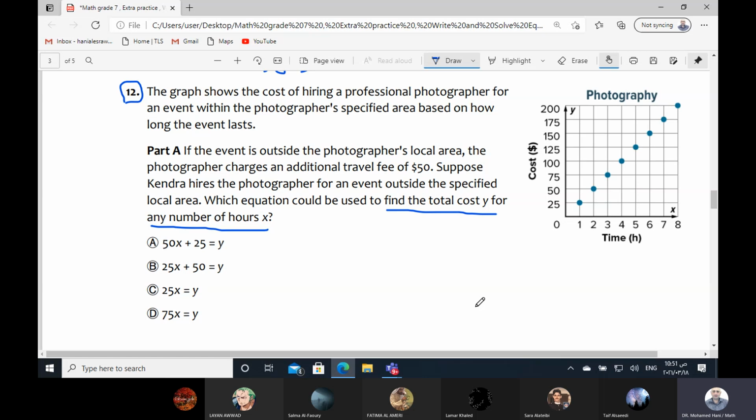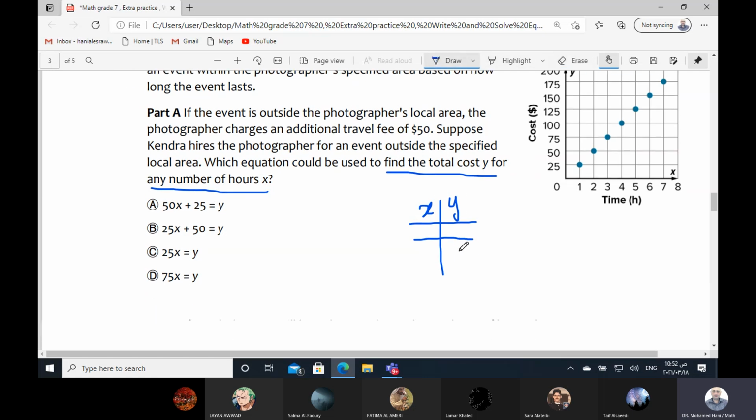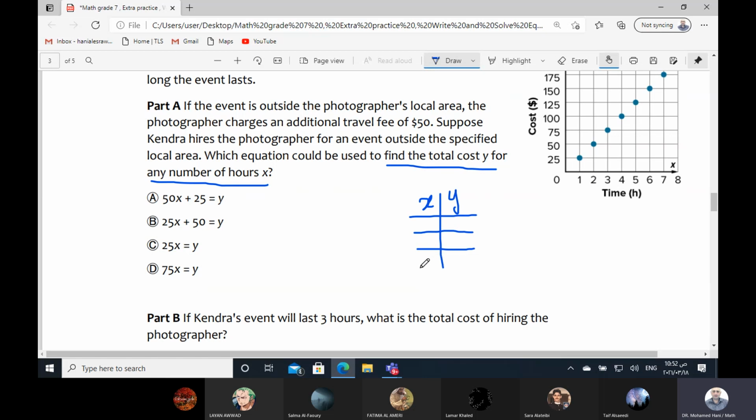Okay, listen to me. I use the table, make a table here, then put here x and put here y, and how many points here we have? 1 2 3 4 5 6 7 8. So we have 8 rows here.